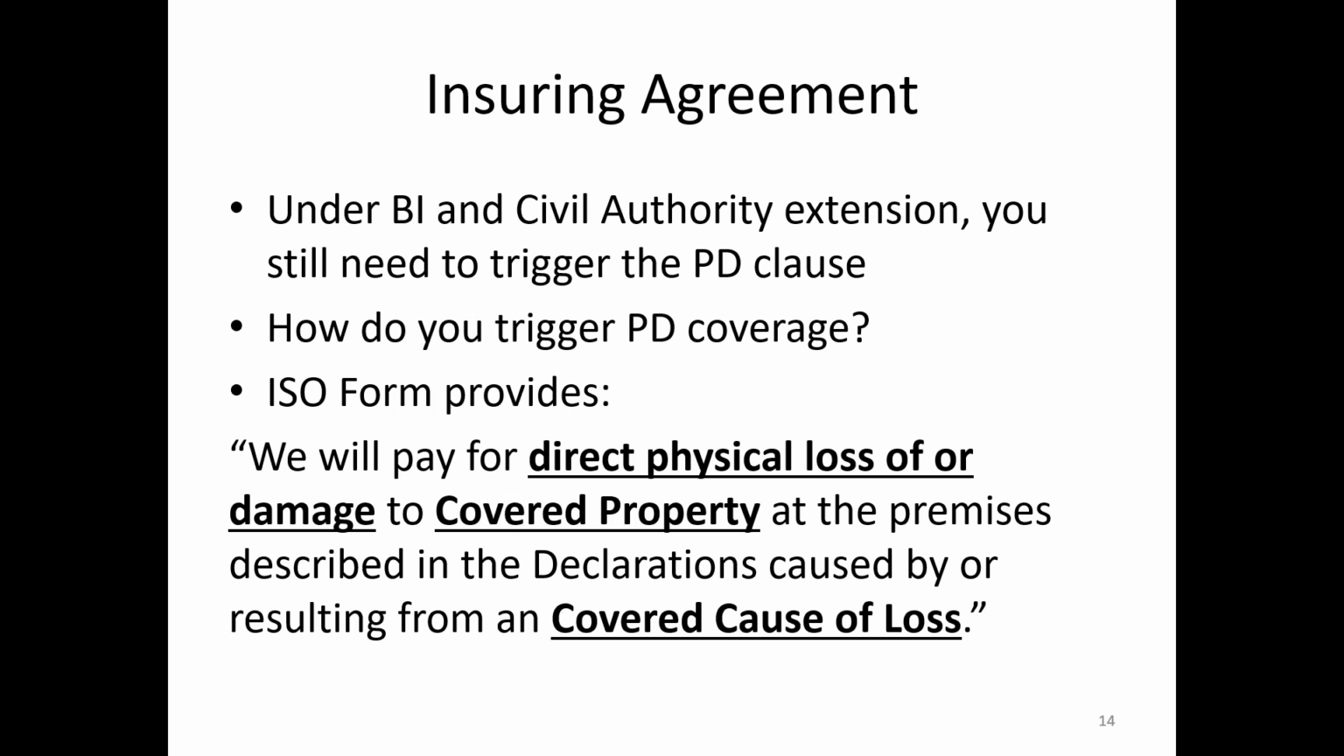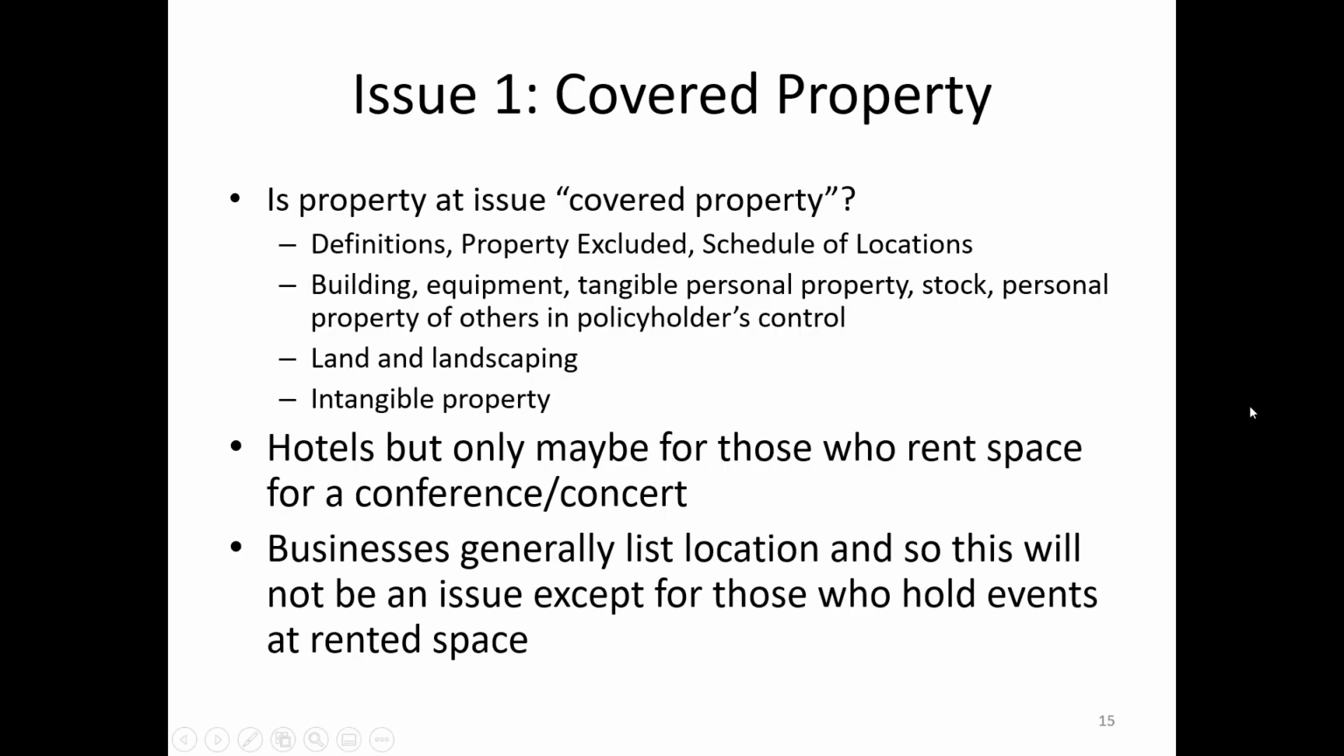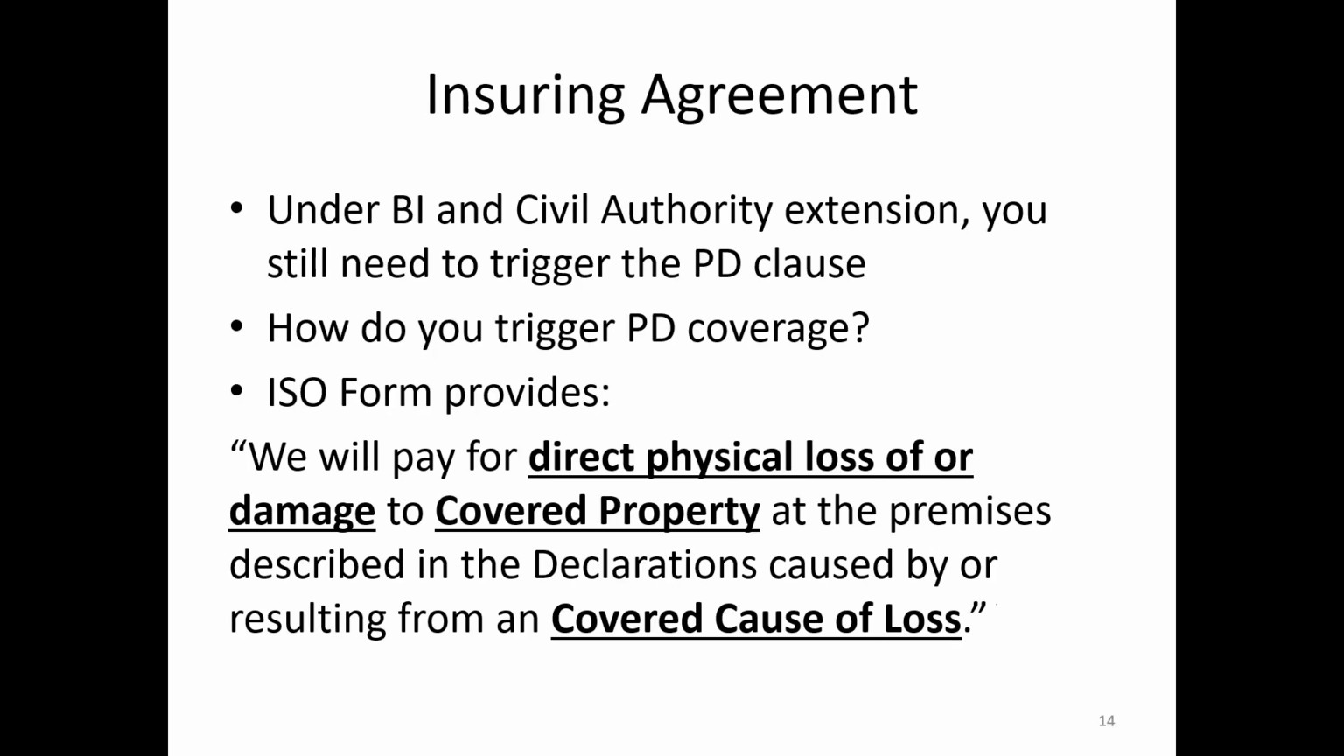Under both the business interruption and the civil authority extension, you still need to trigger the property damage clause. How do you trigger that? So an ISO form provides, we will pay for direct physical loss of or damage to covered property at the premises described in the declaration caused by or resulting from a covered cause of loss. So you get loss of business income if it's caused by a property damage trigger. And so you need to go through the three issues. Is there covered property? Has it been caused by a covered cause of loss? And do you have direct physical loss or damage to that covered property?